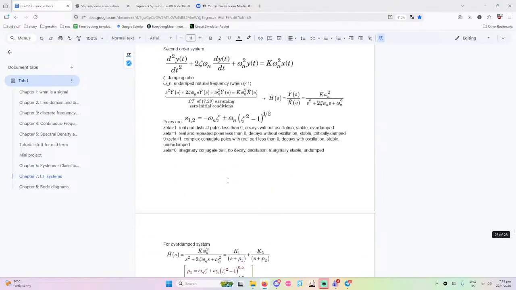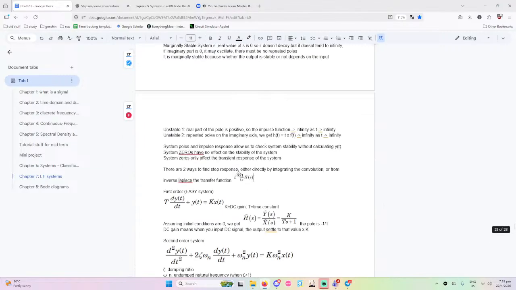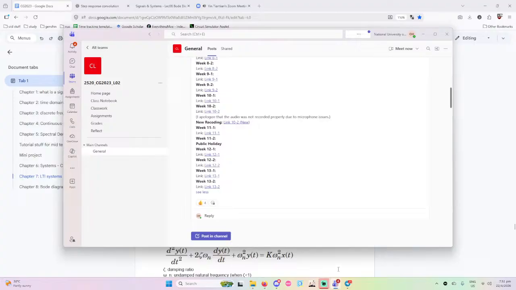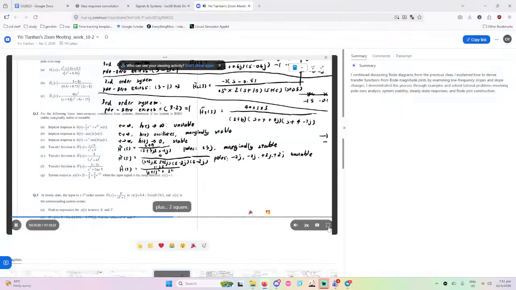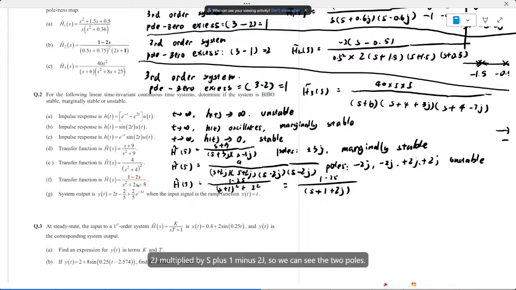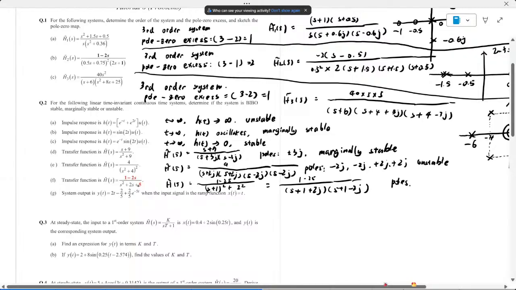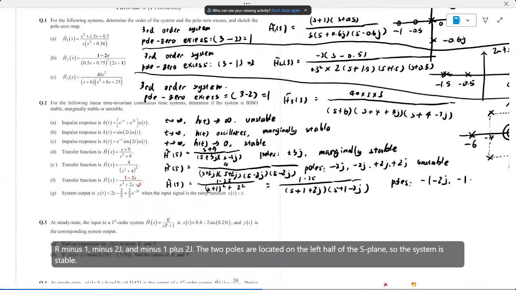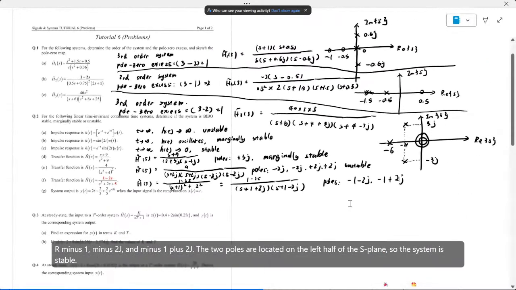And then we look at question F. The transfer function is H(s) equal to (1 minus 2s) over (s squared plus 2s plus 5). Okay, so in this case, we still need to rewrite the transfer function. It is (1 minus 2s) over ((s plus 1) squared plus 2 squared). So it is equal to (1 minus 2s) over (s plus 1 plus 2j) multiplied by (s plus 1 minus 2j). So we can see the two poles are minus 1 minus 2j and minus 1 plus 2j. The two poles are located on the left half of the s-plane. So the system is stable.